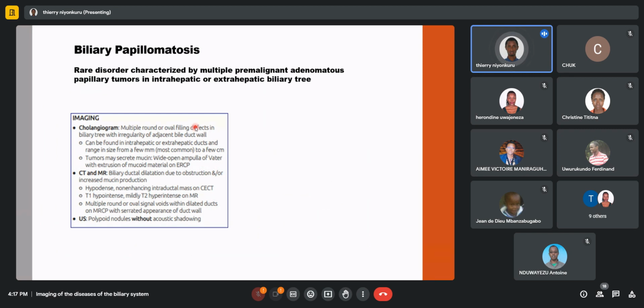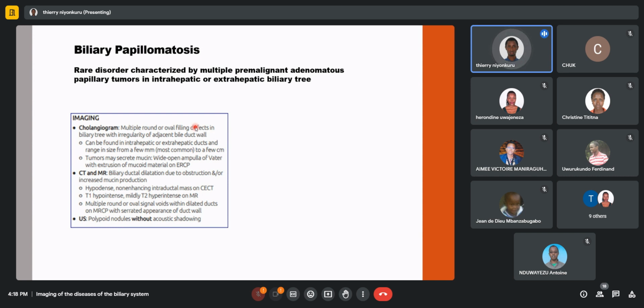Biliary papillomatosis is a rare disorder characterized by multiple premalignant adenomatous papillary tumors in the intrahepatic or extrahepatic bile tree. On cholangiogram, we see multiple round or oval filling defects in the bile tree with regularity of the adjacent bile duct wall. They can be in intrahepatic or extrahepatic ducts, and range in size from a few millimeters to a few centimeters. On CT, we see bile ductal dilatation due to obstruction or increased mucin production.